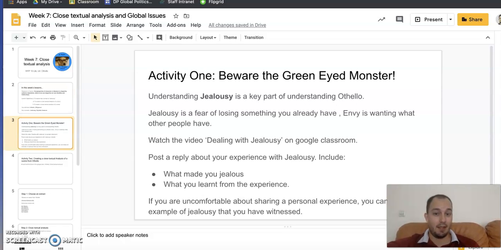So the first thing is I'm going to look a little bit at jealousy. And obviously jealousy is a really key part of understanding Othello. And it's really important to remember that people often get jealousy and envy confused. Jealousy is when you fear losing something you already have. It's very different from envy, which is where you want something that other people have.